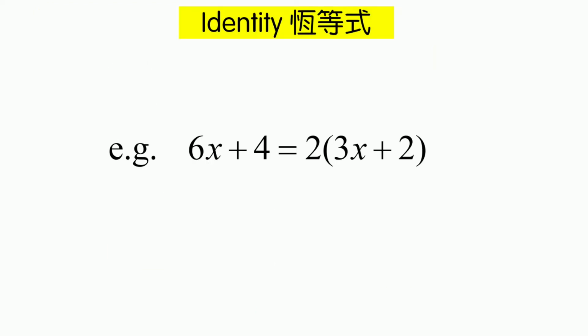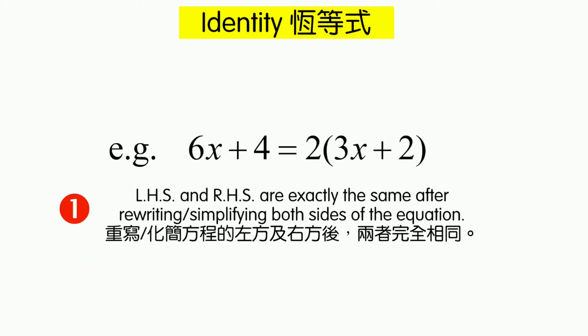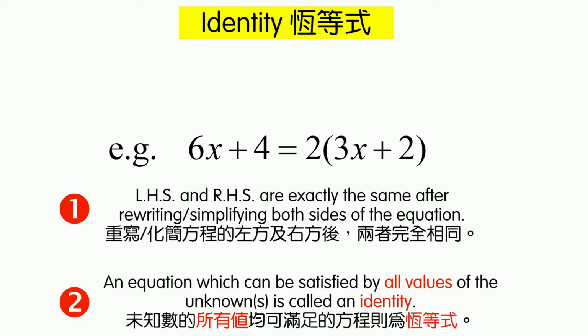What is so special about identities? Well, they have several special characteristics. The first one is that the left-hand side and the right-hand side are exactly the same after rewriting or simplifying both sides of the equation. The second is that it is an equation which can be satisfied by all values of the unknown. This means that no matter the value of x, this equation still holds. So that is what you call an identity, because it is satisfied by all values of the unknown.